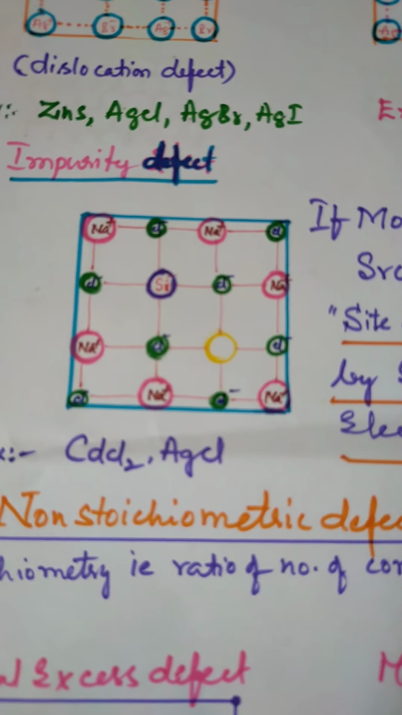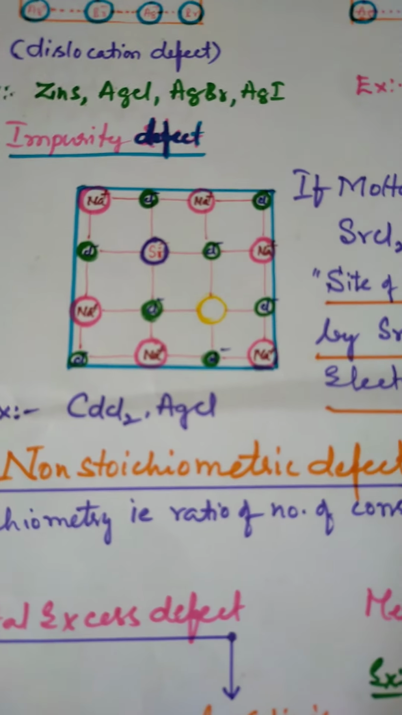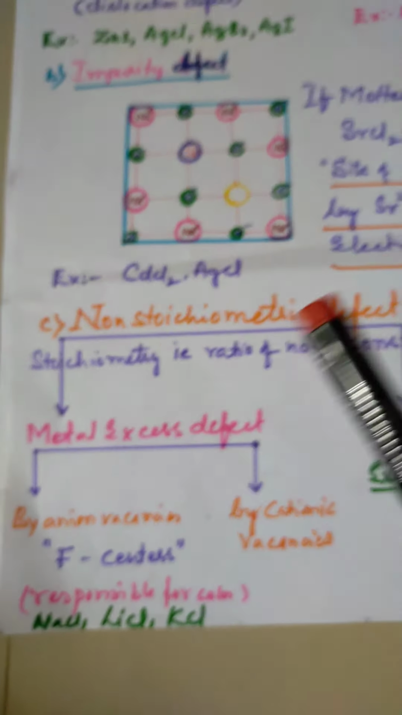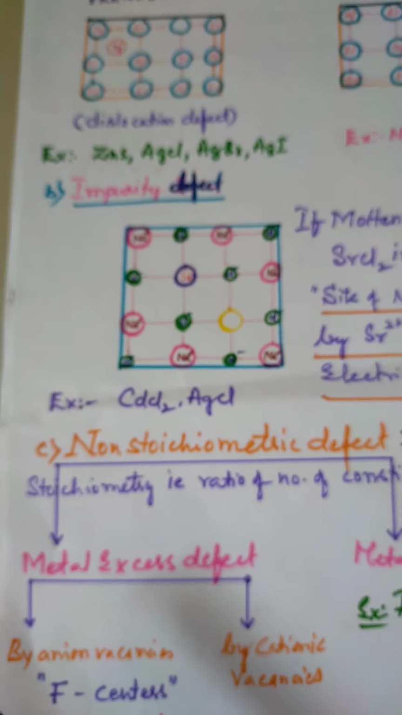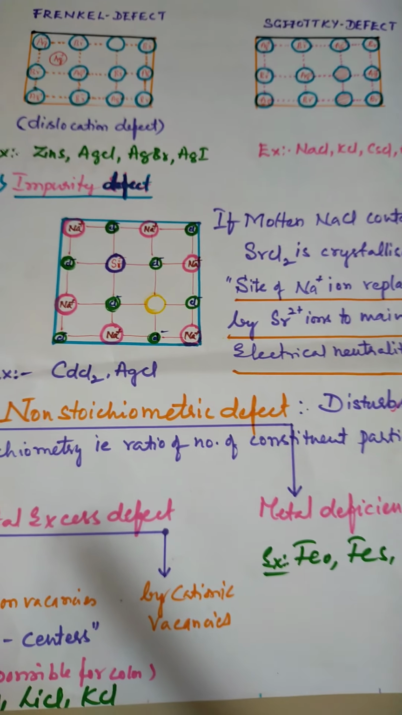So in the same type of sodium chloride solution, strontium chloride is entered. That defect is called impurity defect. Examples are cadmium chloride and silver chloride. Then we come to another one, the non-stoichiometric defect.